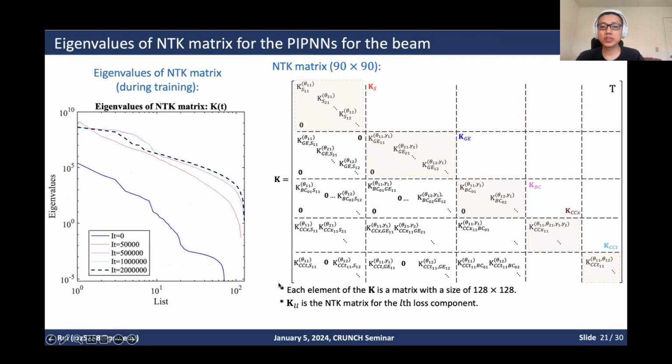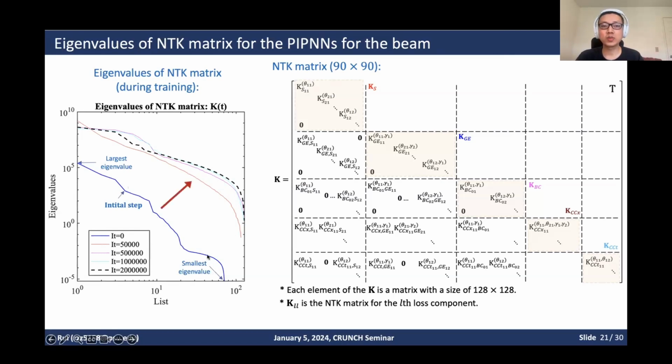The x label is the index, and the y label is the eigenvalues. So we get the kernel and calculate the eigenvalues. This is the initial state, which is time equals 0. We calculate all the eigenvalues and order them from the largest to the smallest. That's why all the curves are decreasing, because we reorder the eigenvalues.